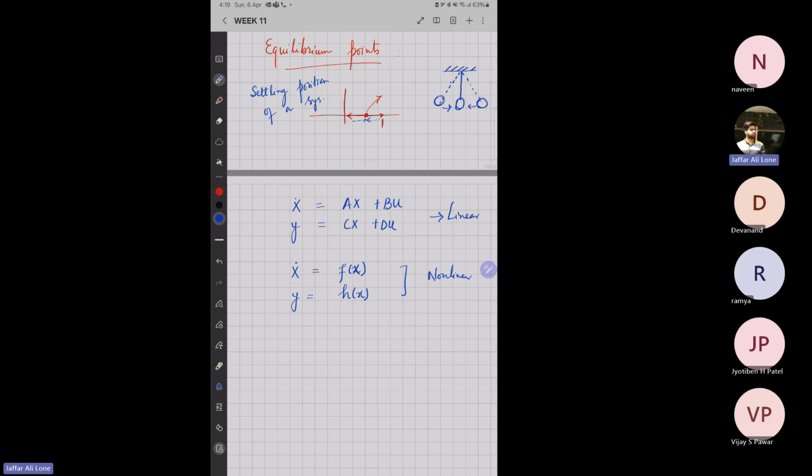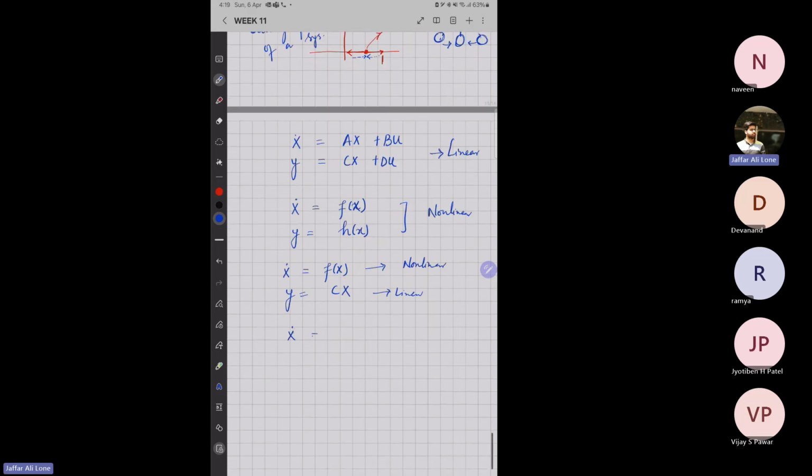So I can have a system like this. X dot is equal to f of x, even plus u, or it's not present, doesn't matter. Y is equal to c of x. So my output equation is linear, but my state equation is nonlinear. I can have the other way around. X dot is equal to ax, y is equal to h of x. So this is nonlinear, and this is linear. So how should we solve these nonlinear state space models?